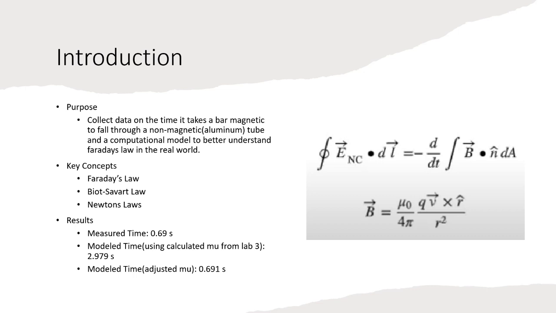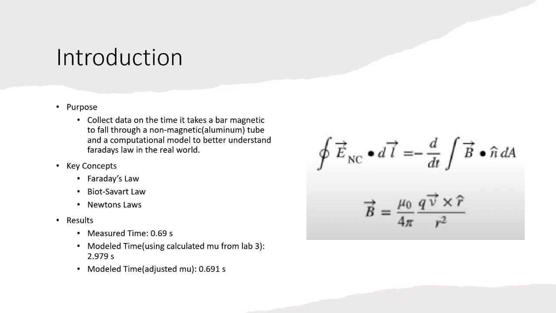Faraday's law is the relation between induced voltage and the changing magnetic flux through a certain area. The Biot-Savart law is the magnetic field created by a moving charge, and Newton's laws come into how the magnetic field slows down the falling magnet.